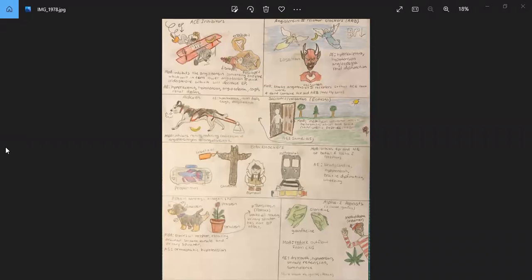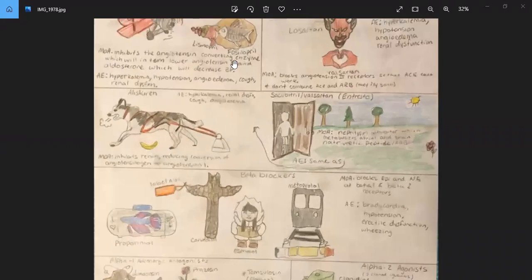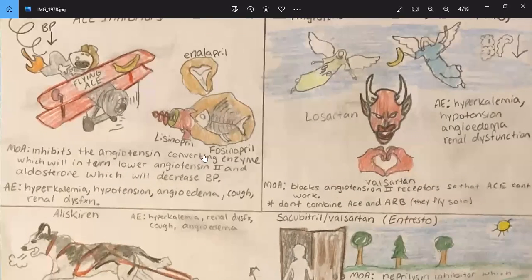Hello, friends. Today I'm going to be talking about the pharmacology drugs for cardiology, part one. So, all the drugs that we cover today are going to be for hypertension. So, we're going to start with our ACE inhibitors.